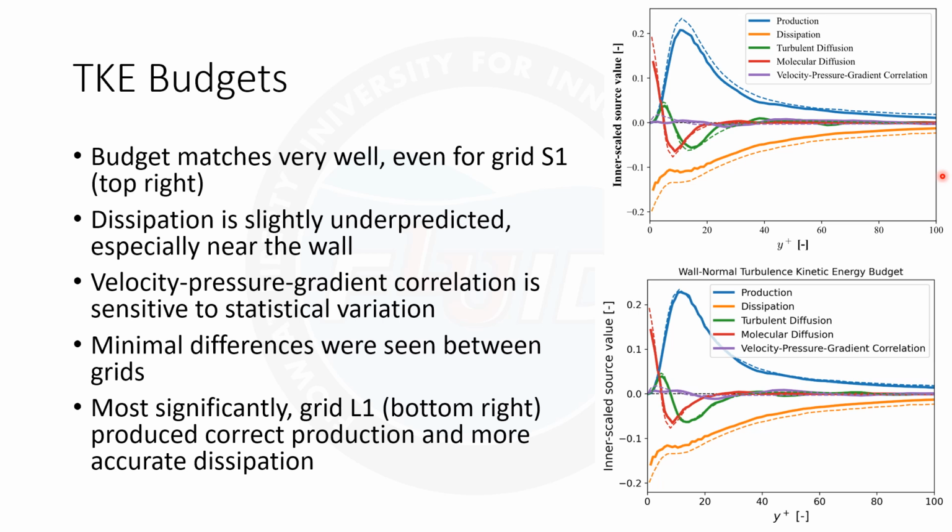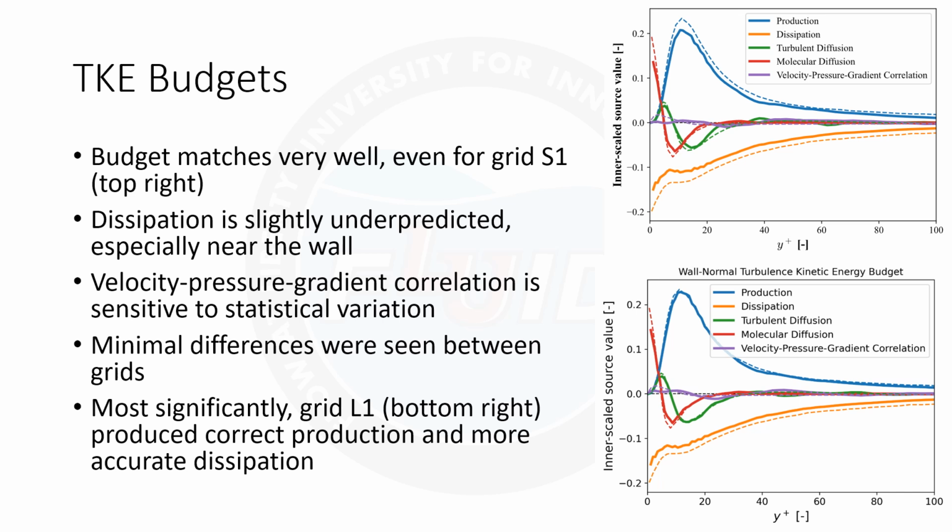We see minimal differences between these two grids, S1 on top and L1 on the bottom, where again L1 is the same mesh length scale as S1, but it's doubled in the streamwise and spanwise directions, theoretically allowing resolution of greater length scales. We do see that the dissipation is a little bit closer here, and the biggest difference is in the production, which is now pretty much exactly on the validation data. So this suggests that grid S1 is not large enough to capture the largest turbulent motions.